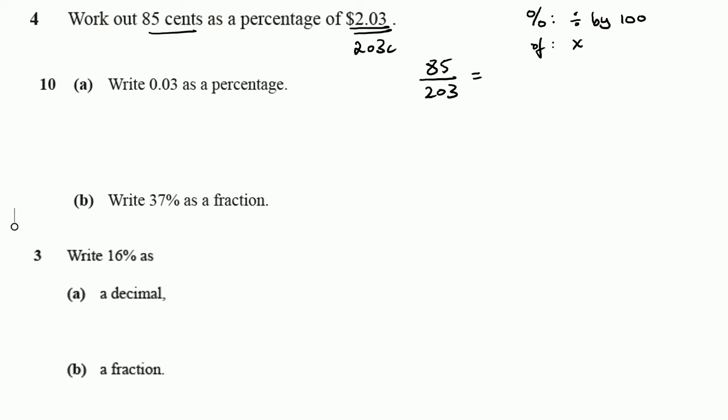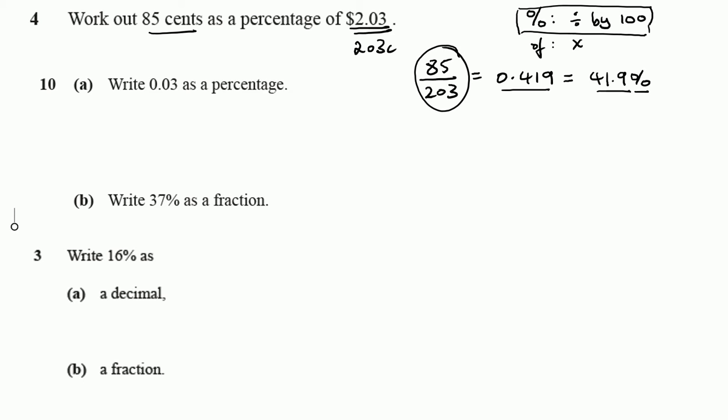If I put this into my calculator, I get 0.419. That's the decimal. And our conversion between decimals and percentages is to times by 100. This is 41.9%. This is easy to understand if we remember that the percentage sign says divide by 100. If I were to take 41.9 and divide by 100, I would get this decimal, which represents this fraction.